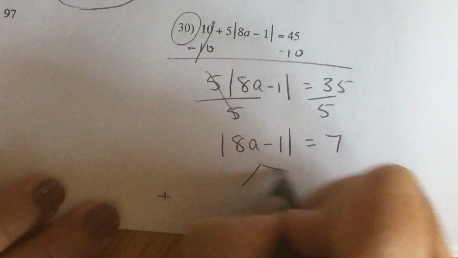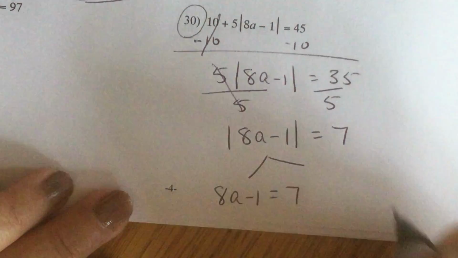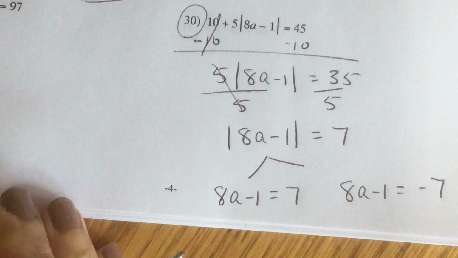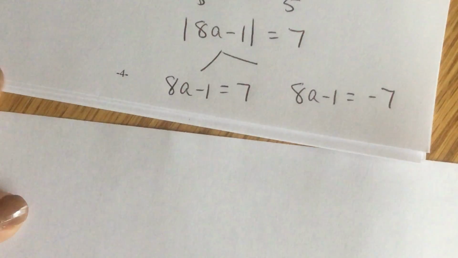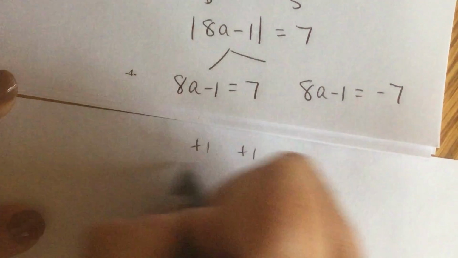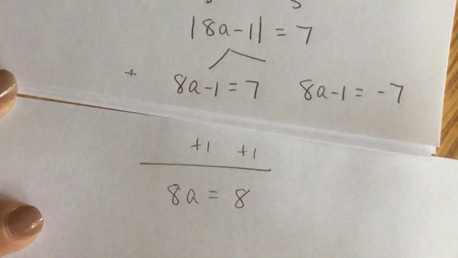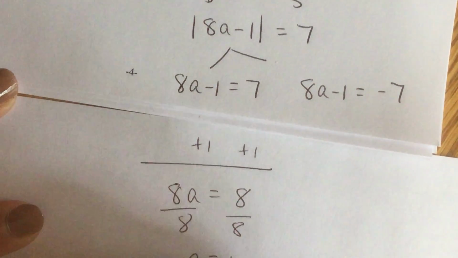I can break it into two equations. So I have 8a minus 1 is equal to 7, and I have 8a minus 1 is equal to negative 7. I've run out of room on my paper, so I can get some more paper here. Okay, so this one is pretty straightforward. When you add 1 to both sides there, you're going to get 8a is equal to 8. That's easy. Divide both sides by 8, and you get a is equal to 1.